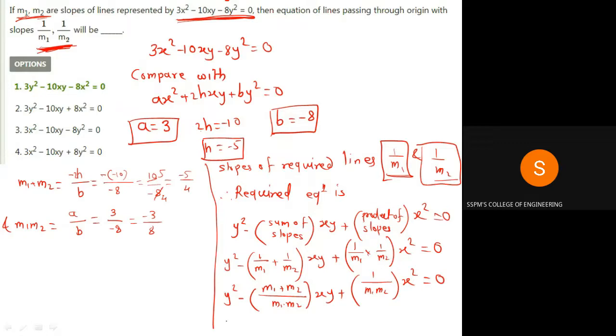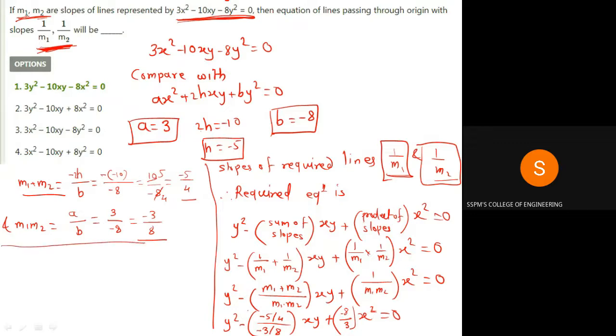Now we will substitute all the values. y square minus, what is m1 plus m2? This is minus 5 by 4, divided by what is m1 into m2? m1 into m2 is minus 3 by 8. xy plus, what is 1 upon m1 m2? m1 m2 is equal to minus 3 by 8, so 1 upon m1 m2, that is the reciprocal, that is 8 upon minus 3, or minus 8 upon 3, x square is equal to 0.